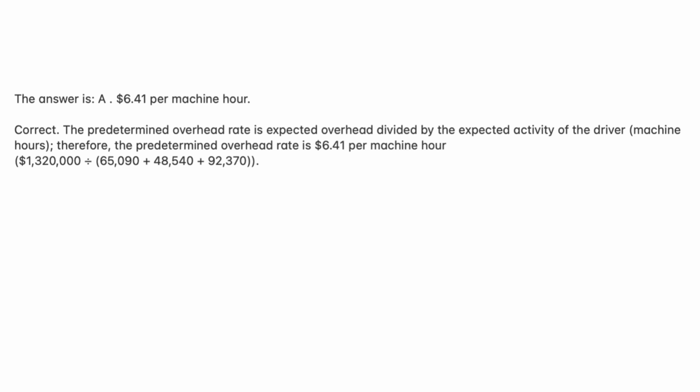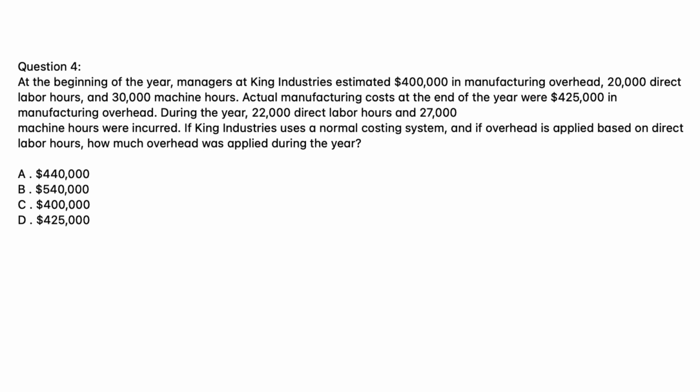$6.41 per machine hour. Correct. The predetermined overhead rate is expected overhead divided by the expected activity of the driver, machine hours. Therefore, the predetermined overhead rate is $6.41 per machine hour. $1,320,000 divided by 65,090 plus 48,540 plus 92,370.